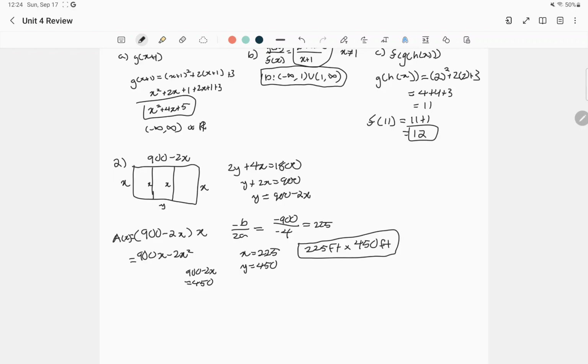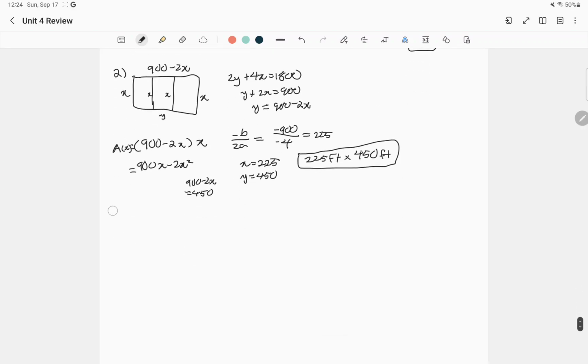Number 3, we're gonna have to graph something. We're gonna be graphing f of x equals negative 3x squared plus 6x plus 24, and it's telling us to use zeros and the vertex.